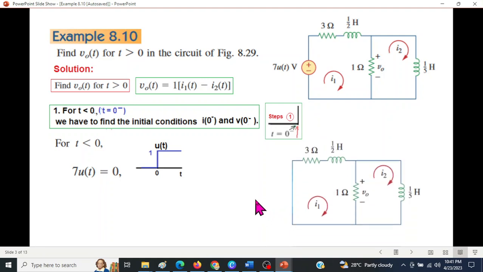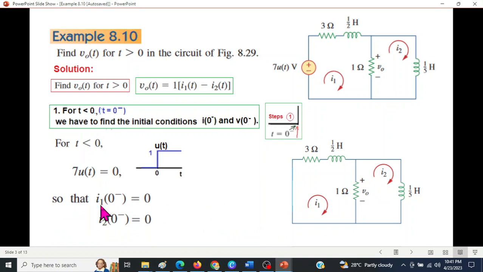So let's draw this circuit now, with the source 0. So this is the circuit at t less than 0. And now since there is no source, the current flow will be 0. Both currents, I1 and I2, will be 0. So we'll write it like this: I1(0 negative) is equal to 0 and I2(0 negative) is also equal to 0.